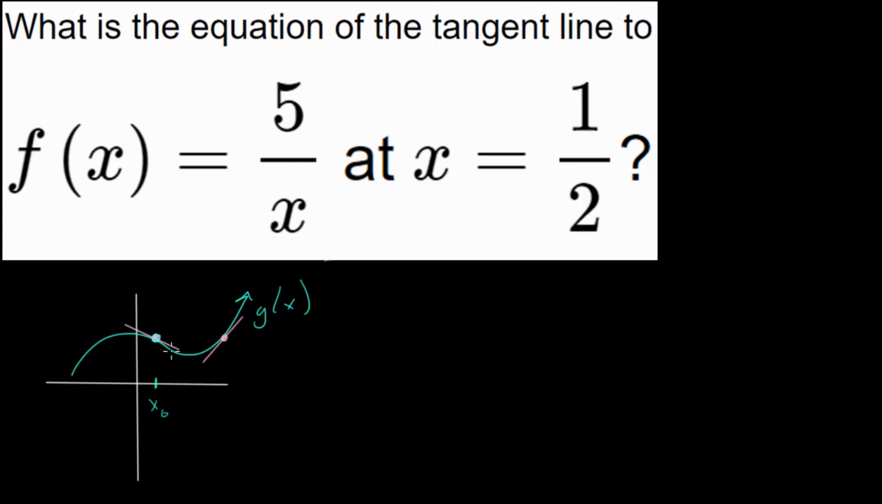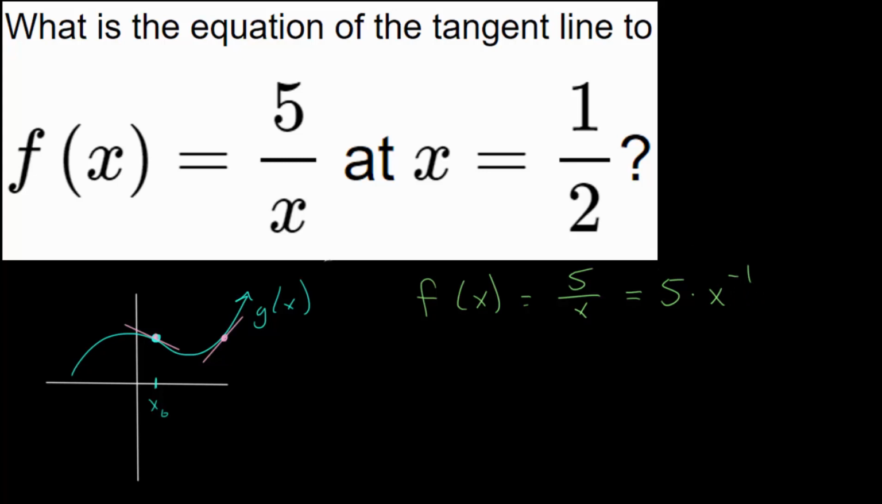So the derivative will tell us the slope of the line that's tangent at a given point. And then from there, we can use the coordinate point with the slope to find the equation of the tangent line. So let's start by first finding the derivative of the function. We have f of x is 5 divided by x. And let's start by rewriting this as 5 multiplied by x to the -1 power.